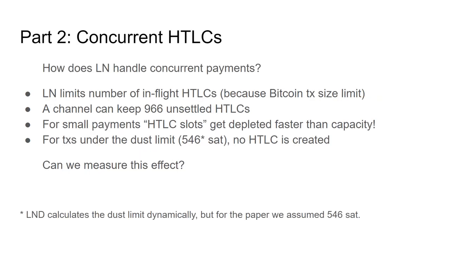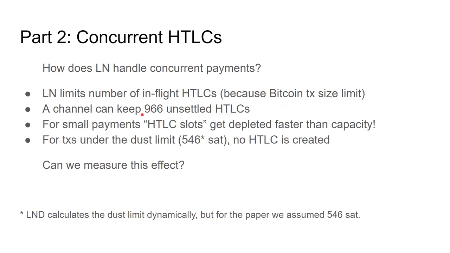Now, going to part two of the paper, we study the issue of concurrent HTLCs. The question that we studied here is, how does the Lightning Network handle concurrent payments? There is this little-known fact in the Lightning specification, and indeed the implementations as well, that the number of in-flight HTLCs, of concurrent payments, in other words, that a Lightning channel can handle is limited because Bitcoin transaction size is limited, and we have to be able to close the channel in one transaction, basically.